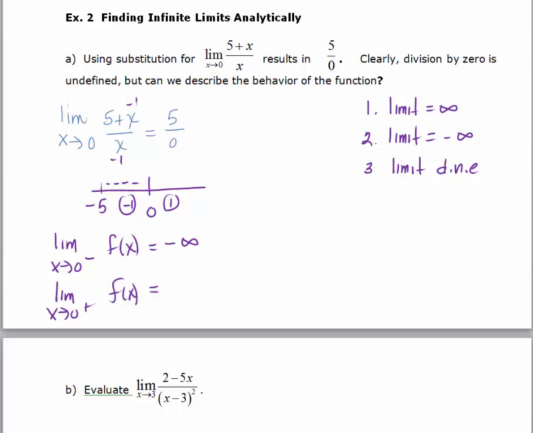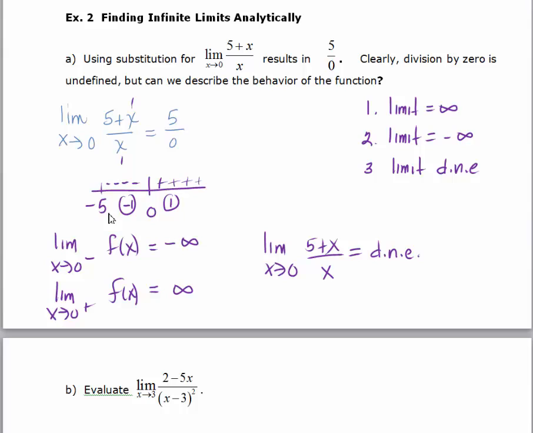So to test the limit as x approaches 0 from the right, I've chosen 1 as my positive value. When I substitute positive 1 in the expression, I get a positive value in the numerator. I get 6 divided by 1. Again, we don't care about the value as much as the sign, which is positive. And so this will be positive infinity. Since my one-sided limits do not equal each other, the two-sided limit does not exist.